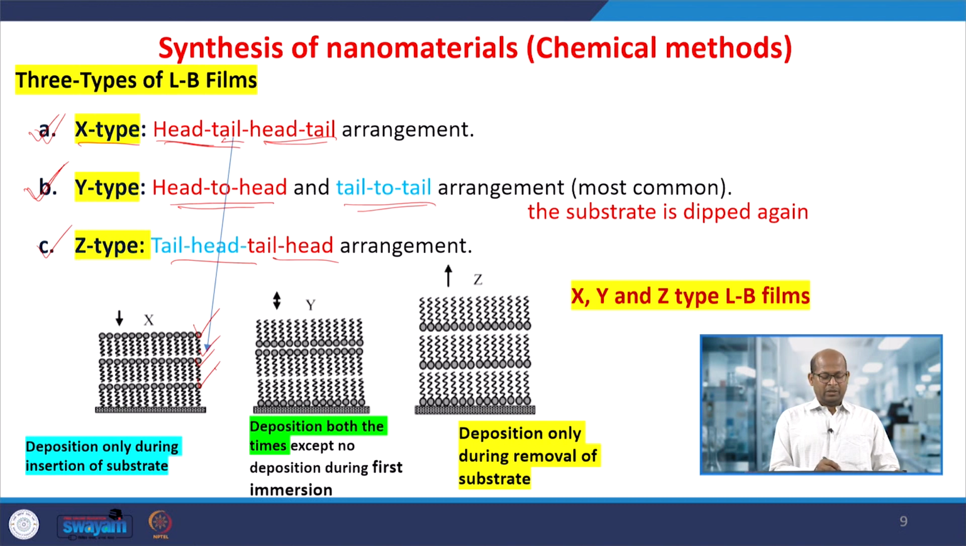Or Y type, that is head to head and tail to tail. That arrangement is very common over the substrate when it is dipped into that particular solution. And the third one, Z type, that is tail-head, may also form that way. So when deposition happens only during removal of the substrate, this type of film formation is there.